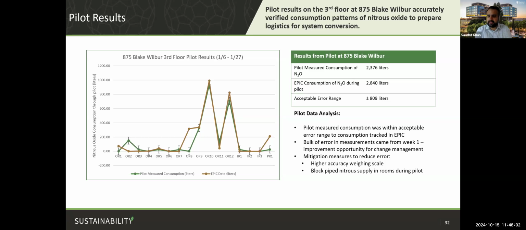But one thing of note that came about is, following this pilot structure, you have to really make sure that communication is key across each stakeholder. The bulk of our error came from week 1 measurements, and that showed that there is a massive improvement opportunity for change management, because what we saw when we went in the second week is that the central supply was reconnected to the anesthesia machines in some of the rooms. And so what we want to do is ensure that we cap off the supply side or the demand side in the room before we actually go in for the pilot.